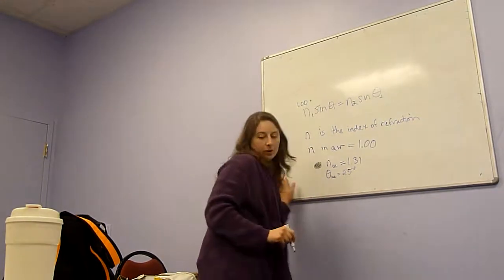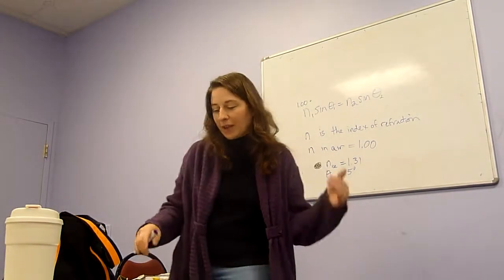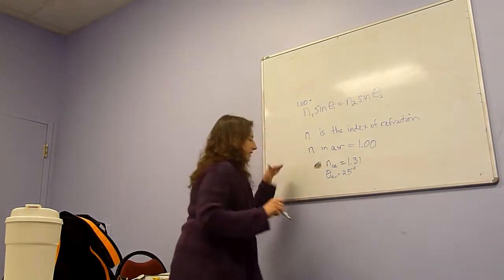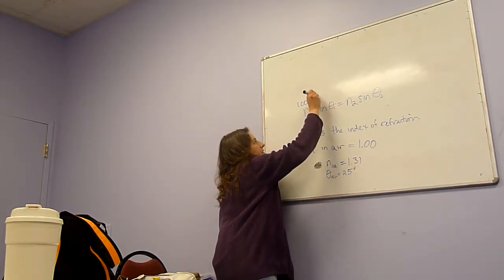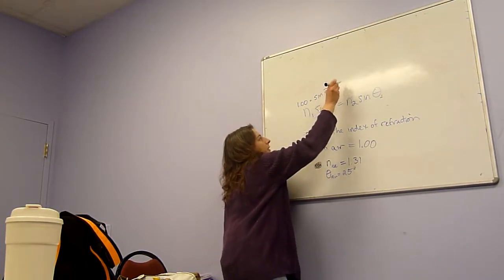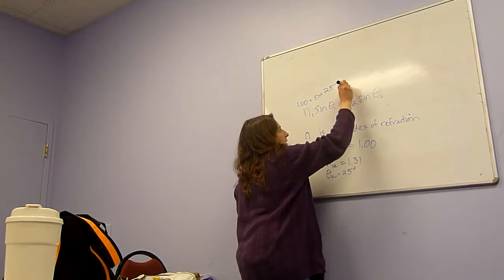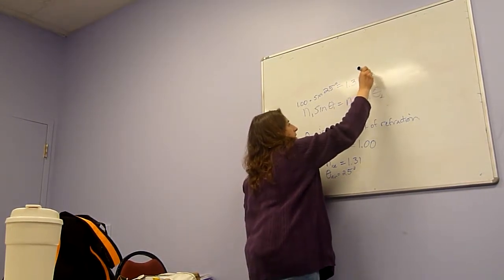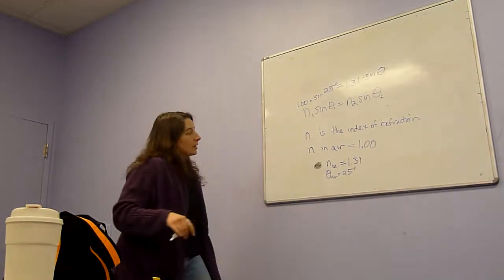And do we know theta of air? That's the incident angle in the air, 25 degrees. So sine of 25 degrees equals n2, which is the index of refraction of ice, 1.31, times the sine of the angle we want to find out. What angle is it going to exit the ice?